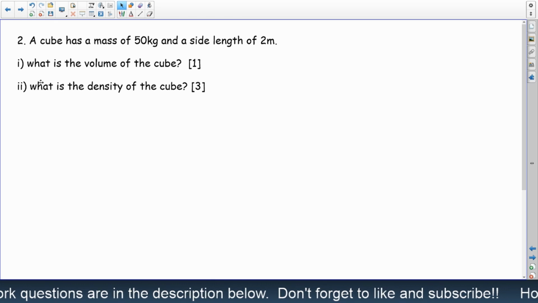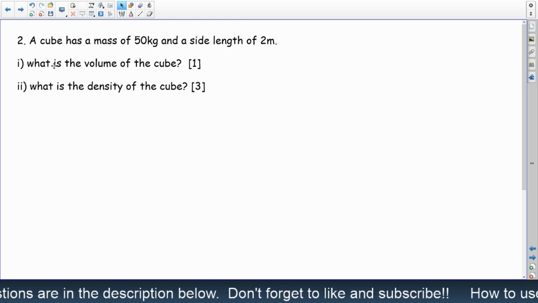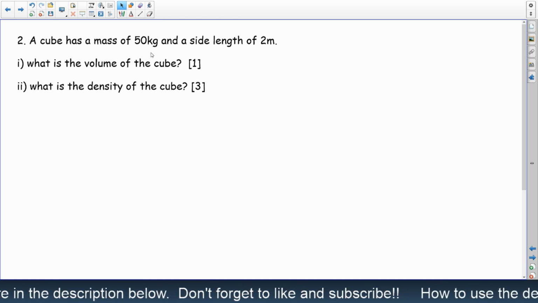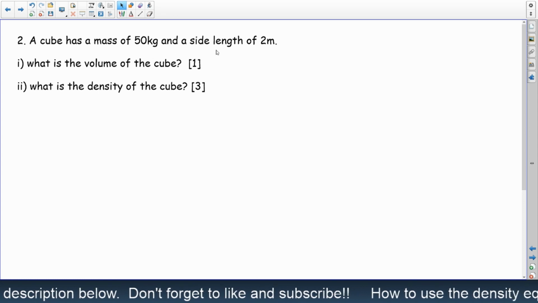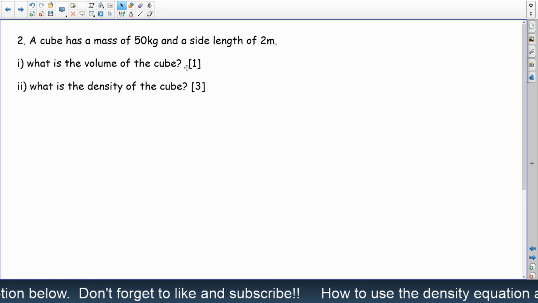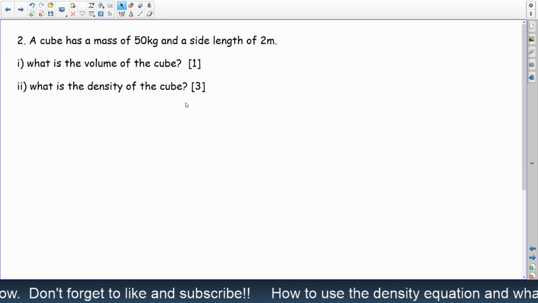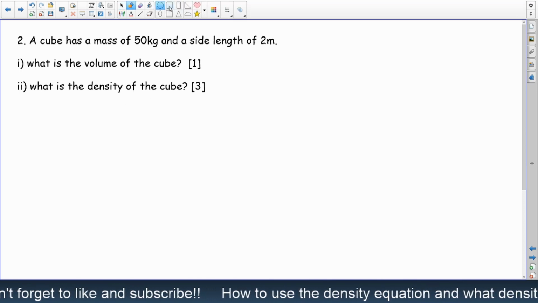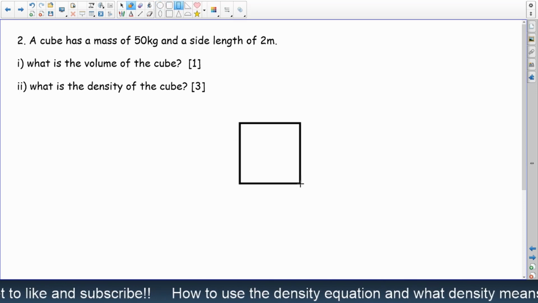Okay, so question 2, a little bit of a different setup here. In this one, a cube has a mass of 50 kilograms and a side length of 2 meters. And our first part here is what is the volume of the cube, and then our second part is what is the density of the cube. So let's draw a little picture of what we're dealing with here.